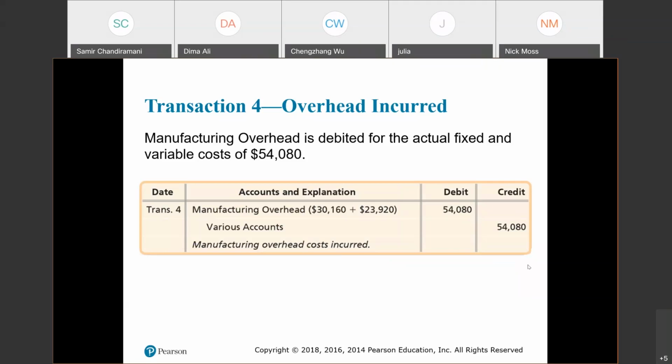So in this transaction, we just need to debit manufacturing overheads for the actual amount. And various accounts should be credited. For example, the insurance cost or the rent. These are the various accounts to be credited.